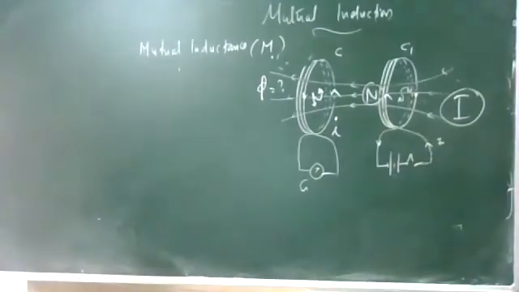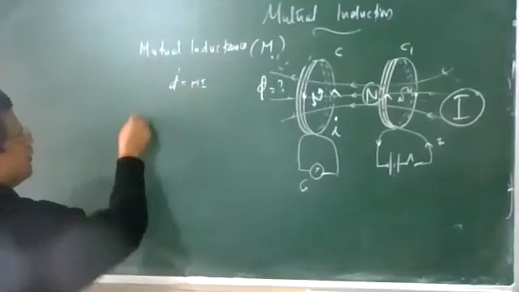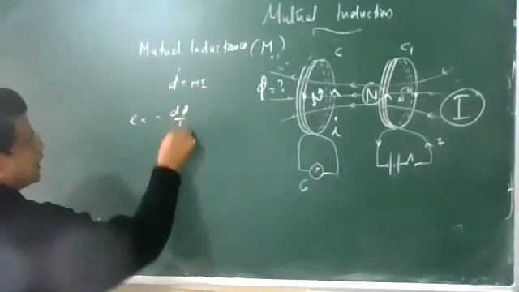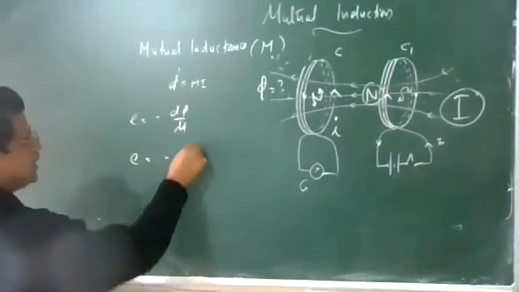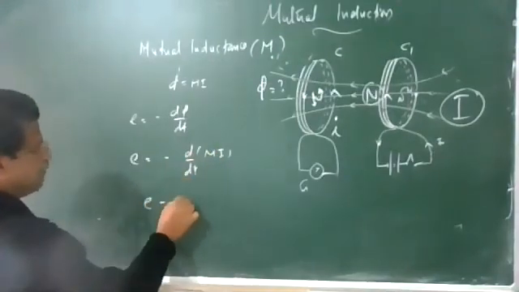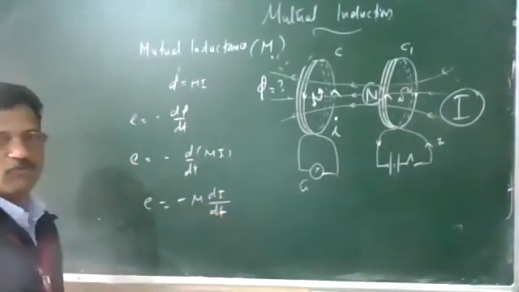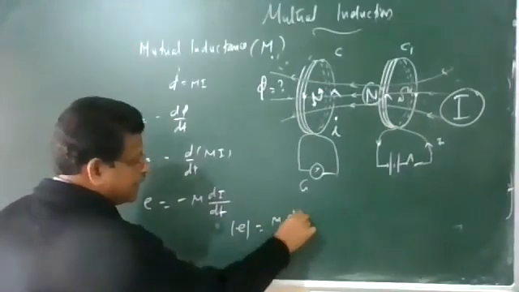Next one I am saying, phi equals M i. This is for mutual induction between two coils. When current in one coil changes, there will be an EMF in the other coil. So EMF induced is minus d phi by dt, which is minus d by dt of M i. M will be taken outside, minus M di by dt. Same kind of equation we saw for L. So the magnitude value is M into di by dt.